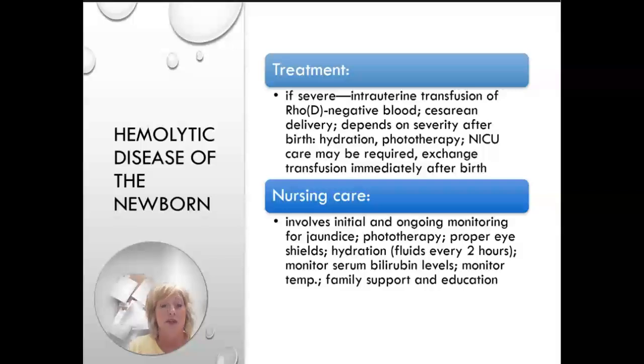So nursing care, initial and ongoing monitoring. We're going to look initially for jaundice, and we're going to continue to do jaundice levels all the way throughout. We may end up with phototherapy. If we do phototherapy, these babies' eyes have to be protected at all times. So you're going to make sure that the eyes are protected. You're going to make sure their genitalia is protected, especially little girls and boys.